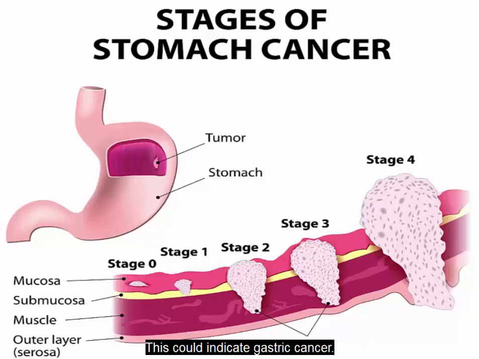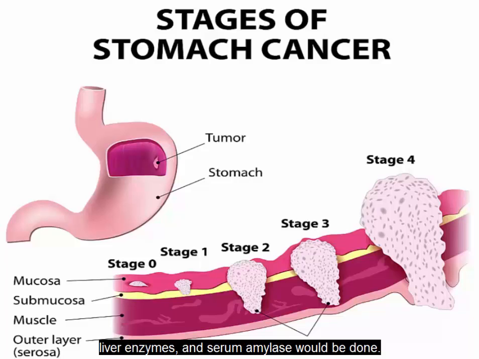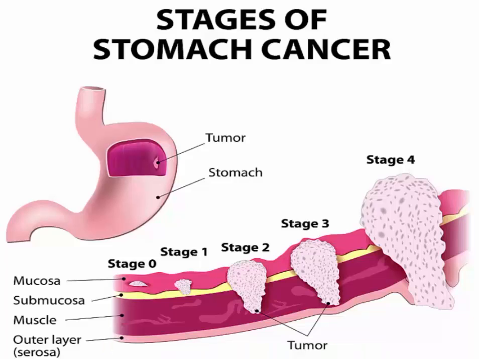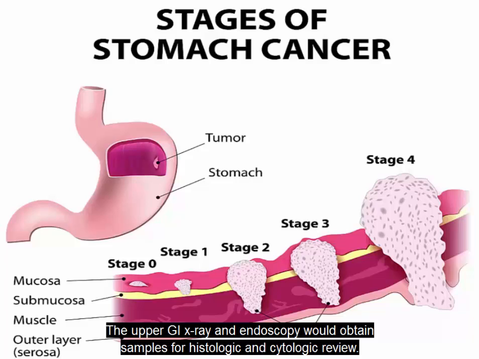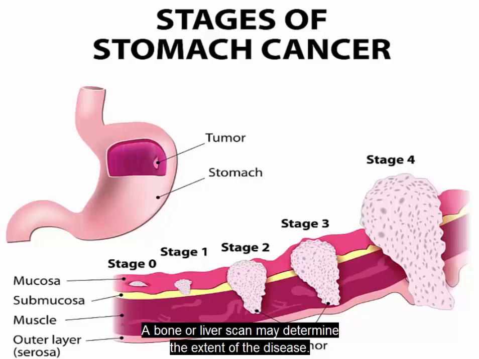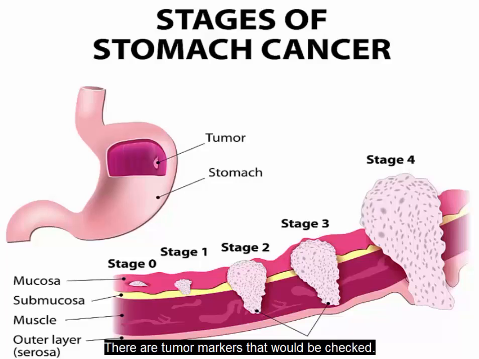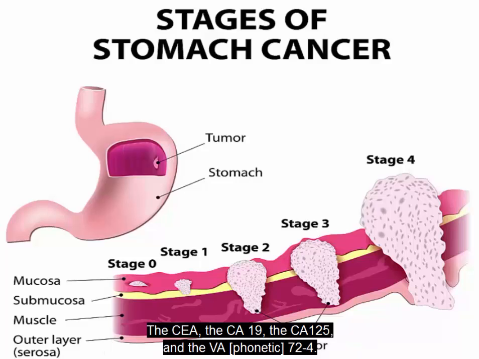This could indicate gastric cancer. Besides the endoscopic ultrasound, complete blood count, urinalysis, stool exam, liver enzymes, and serum amylase would be done. The upper GI X-ray and endoscopy would obtain samples for histologic and cytologic review. A bone or liver scan may determine the extent of the disease. There are tumor markers that would be checked: the CEA, the CA19-9, the CA125, and the CA72-4.